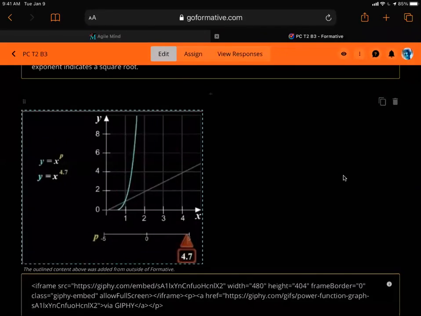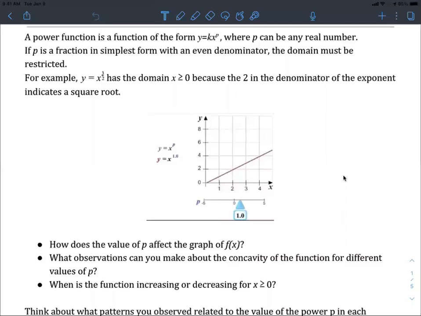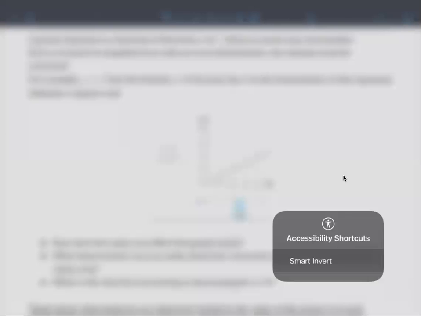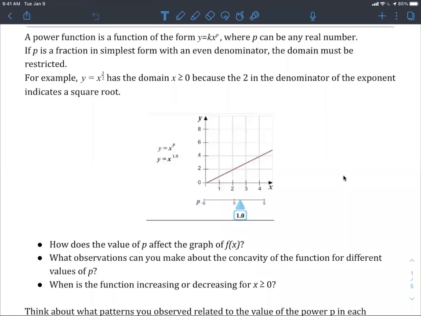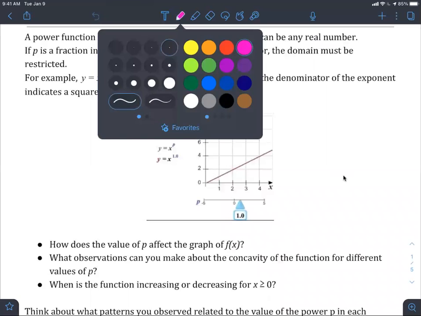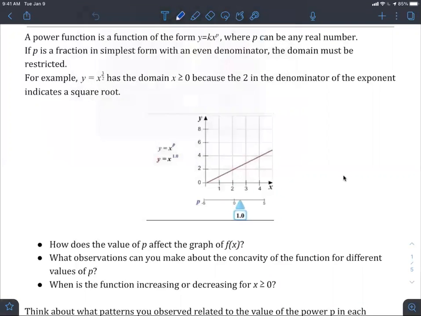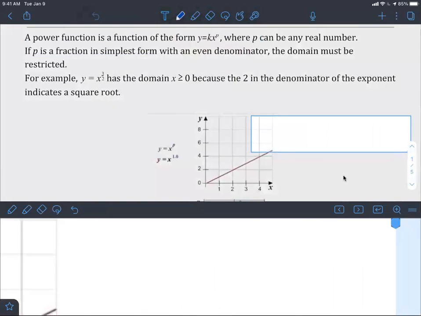I did not mean to turn on smart invert. Okay, so to be clear, as my computer proceeds to have a panic attack in the background.